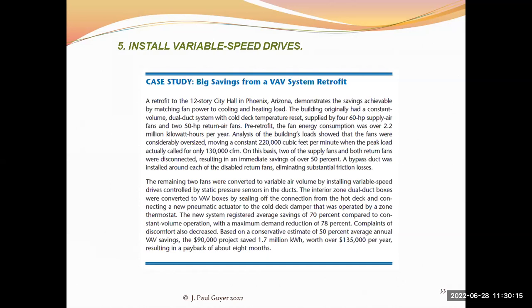The building originally had a constant volume dual duct system. So this is where you've got a cold duct and a hot duct. And when you get to the discharge point, there's a mixing box that mixes the warm air and the cool air to get it to the temperature that is desired by the occupants in that space.